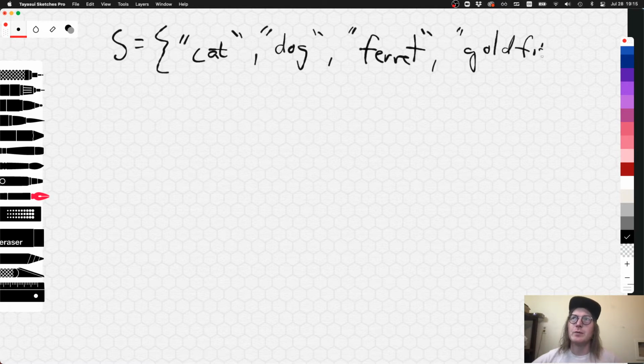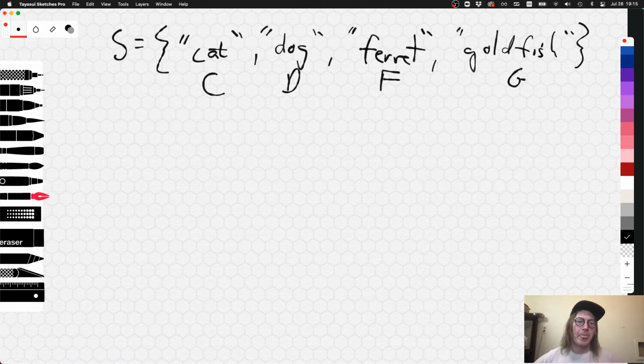Well, how can these be numbers? They're going to be numbers because we decide they are, just to be very clear. I'm going to represent cat with a C, dog with a D, ferret with an F, and goldfish with a G. And we're going to imagine that there's some room.